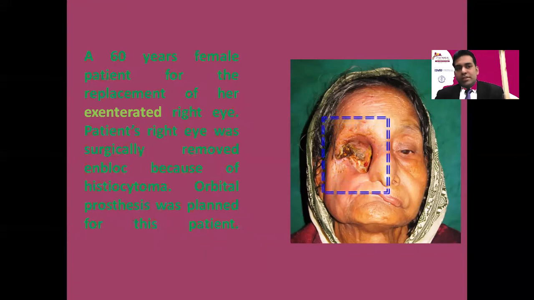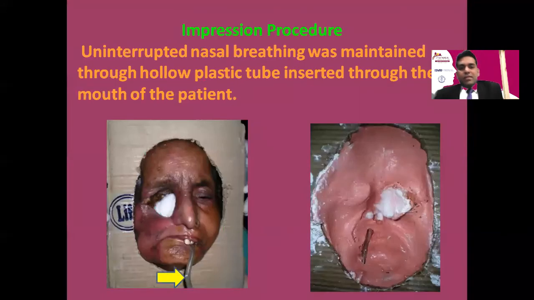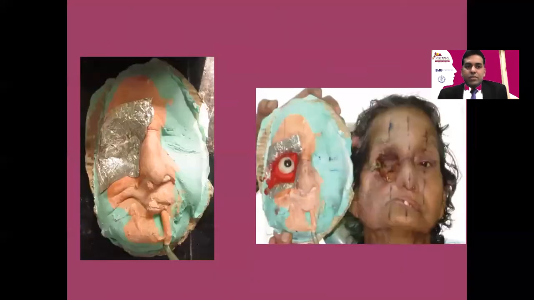So she was a 60 years female patient, and she had histiocytoma. So the patient's right eye was surgically removed and blocked, and the orbital prosthesis was planned for this patient. Then the impression procedure was carried out in the usual manner. Uninterrupted nasal breathing was maintained through a hollow plastic tube inserted through the mouth of the patient, and you can see it in the impression itself, and it was supported by plaster so that the deformation of this impression was avoided.